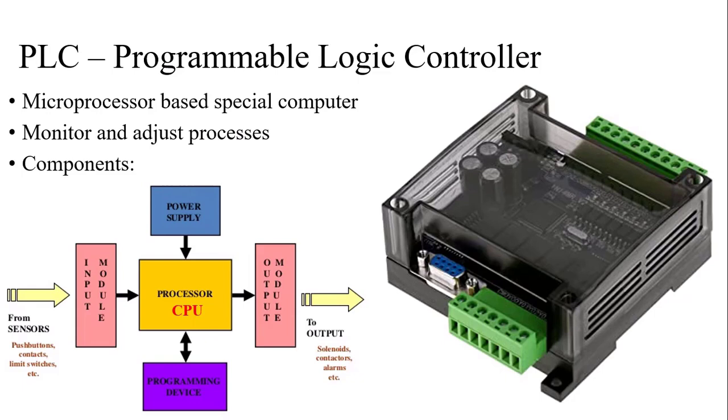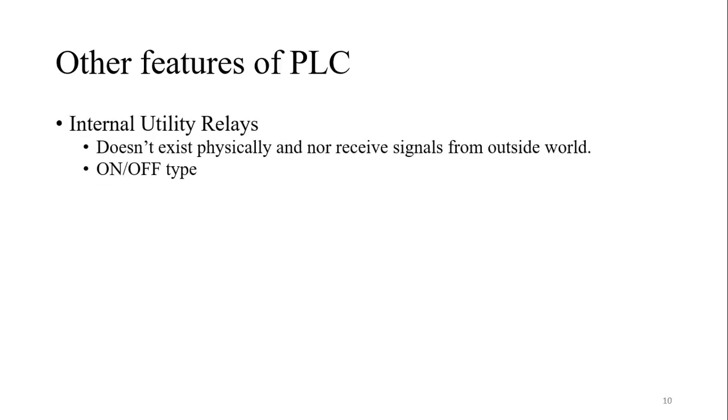Fine. Then, what are the features of the PLC controller? The first one is the internal utility relay. A relay is a time delay, correct? When you want to stop something for some fraction of time or maybe some longer time, these relays are used. Like in your festival bulbs, correct? They have different patterns. And how do you set the different pattern?